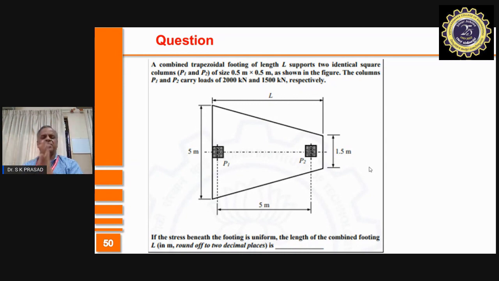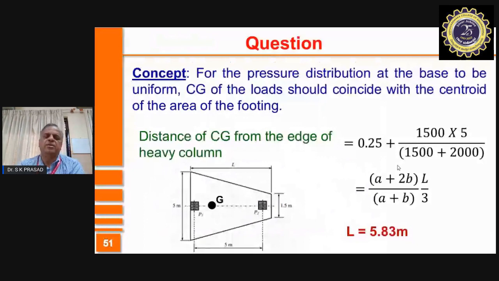Spacing between the columns is given as 5. And please note one most important concept which we adopt when we design a combined footing: if possible, keep the upward soil pressure distribution uniform at each and every point.